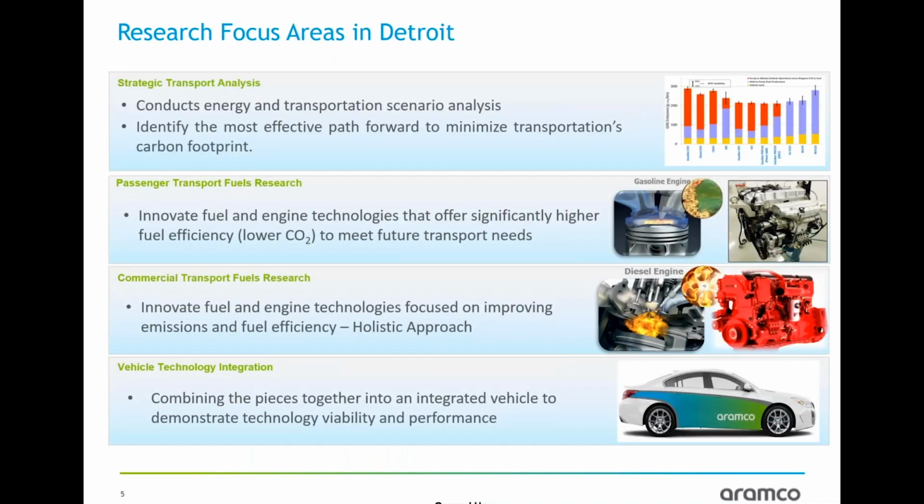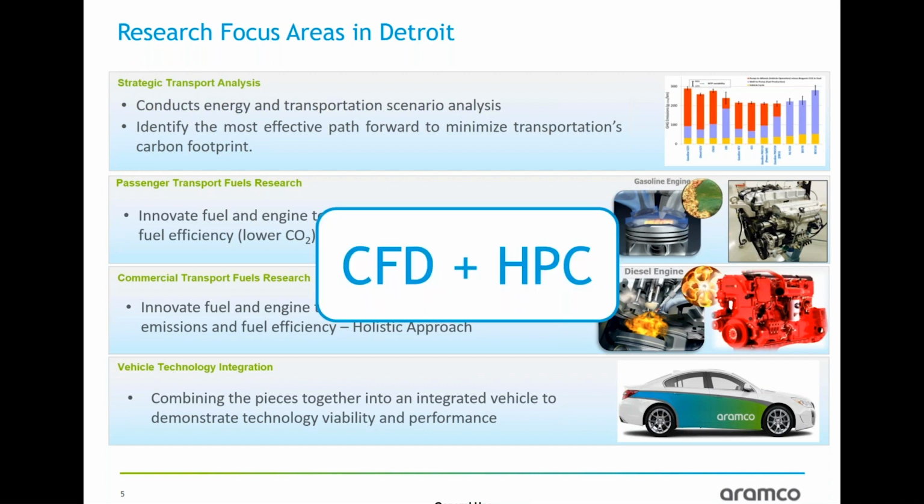A little bit more information about Detroit. We have a few research areas. One is strategic transportation analysis. The second one is passenger transport, and the third one is commercial transport. These passenger transport and commercial transport areas mainly focus on innovative fuel and engine technologies. Then we also have vehicle technology integration. Basically, we're not going to just look at the engine part. We want to put an engine in the vehicle to really demonstrate the performance. The safety part mainly follows passenger transport and commercial transport. We're basically supporting different new engine concept development.